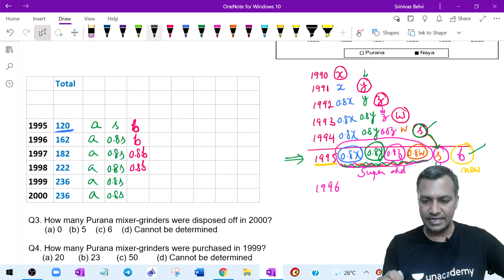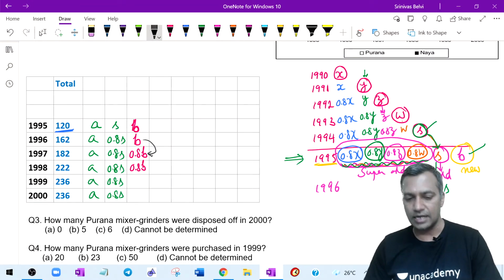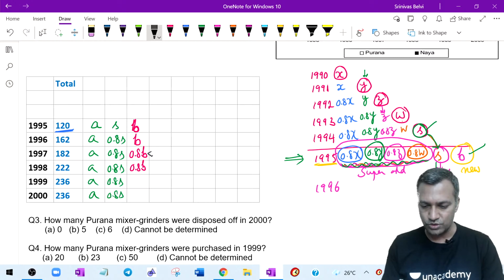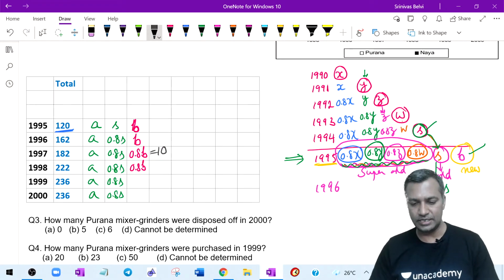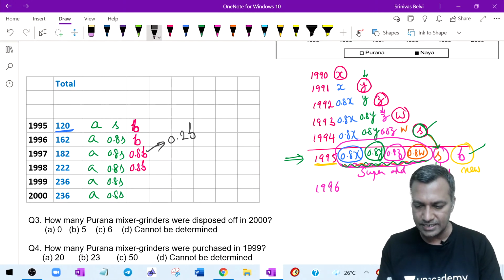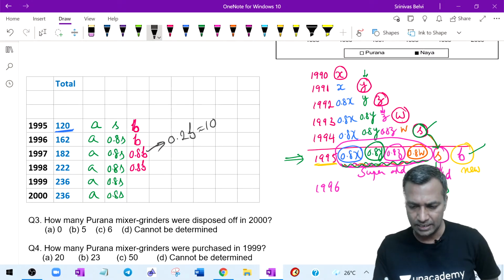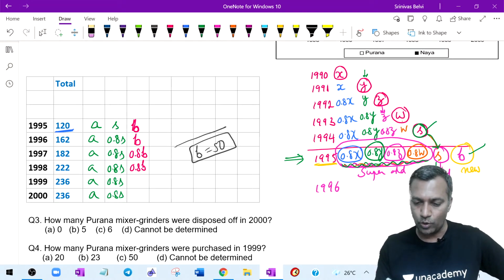So where is 1997? This is 1997. 10 Purana grinders being disposed of means 0.8B is equal to 10. Disposed of, this is the remaining. Which means 0.8B remains, so 0.2B is equal to 10. What do you mean by 0.2B? 20% of B is equal to 10. Therefore, what is the value of B? B is equal to 50. Just simplify this. 0.2B is 10. Why are you writing 0.2B?